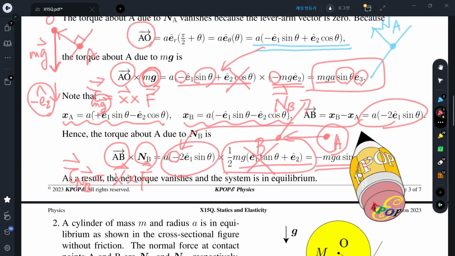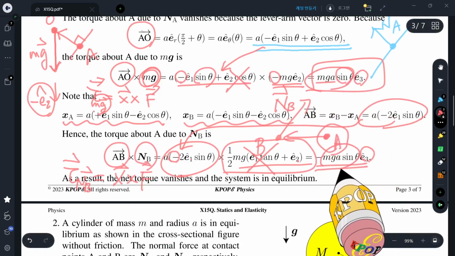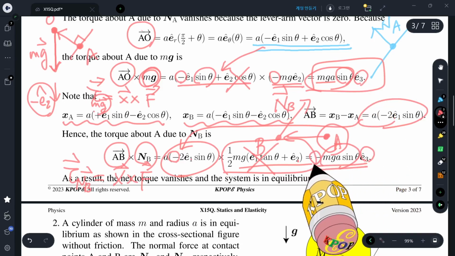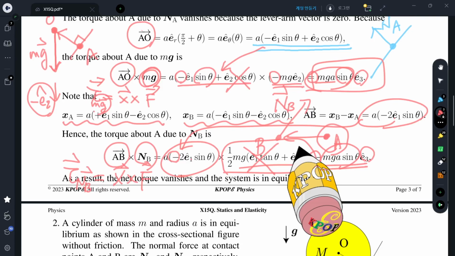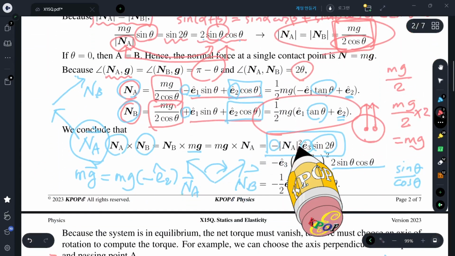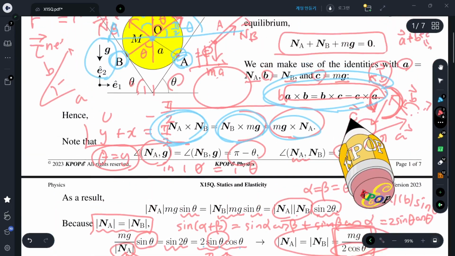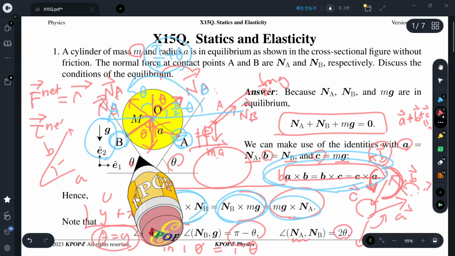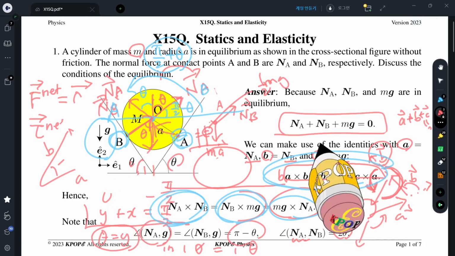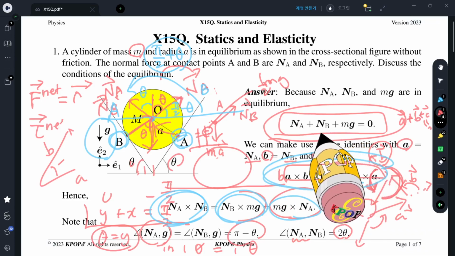Finally, if I add these two partial torques, the magnitude is the same, but the direction is opposite, negative and positive. They cancel exactly. Therefore, we have obtained the normal forces, and we have found that the two normal forces and the gravitational force acting on the center of mass exactly cancel as a force and exactly cancel as a torque as well. That's it for today.